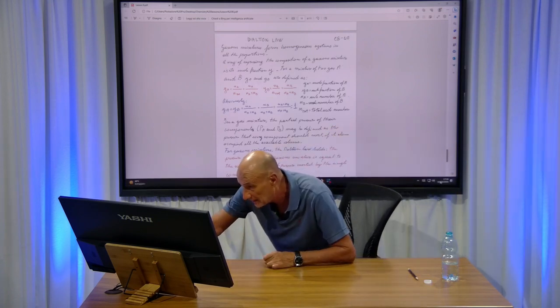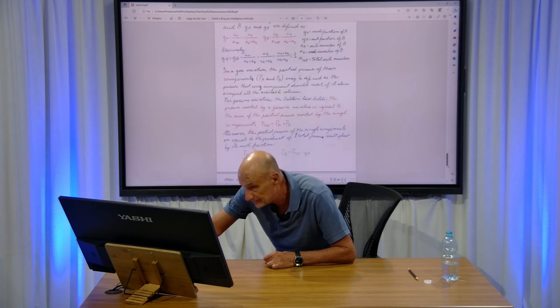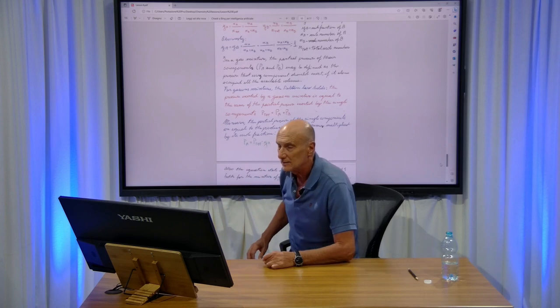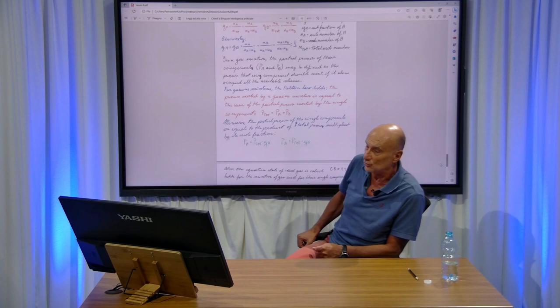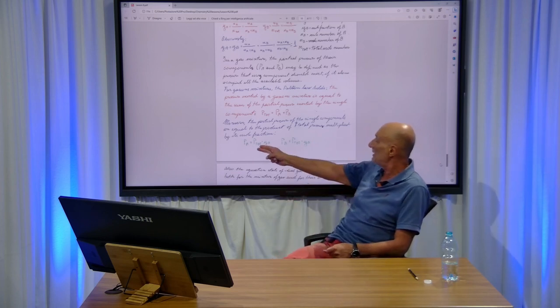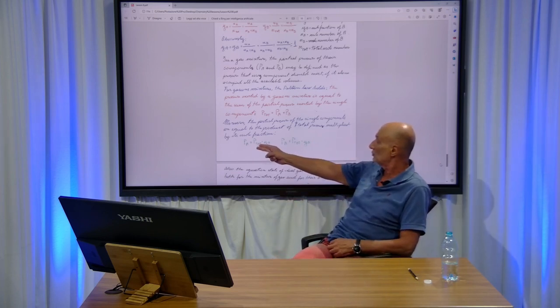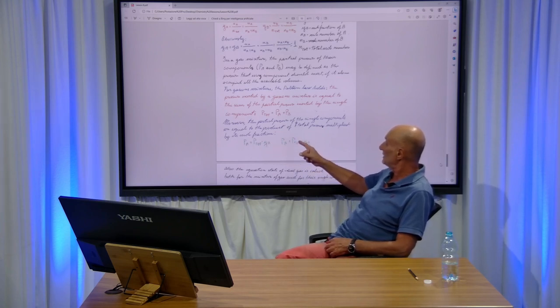Moreover, the partial pressure of the single components is equal to the product of the total pressure multiplied by its mole fraction. As an example, PA is equal to P total multiplied by the mole fraction of A, YA, and PB is equal to P total multiplied by YB.